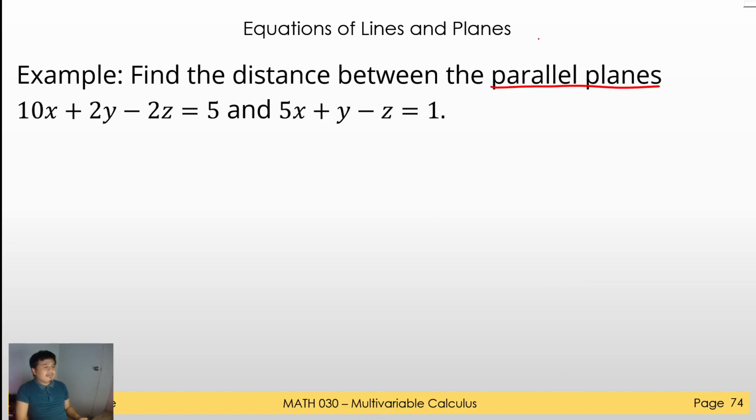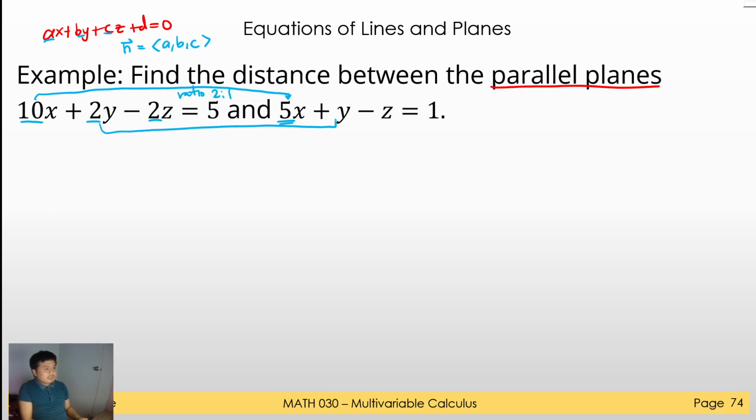If you can remember, we have the formula ax plus by plus cz plus d is equal to 0. We can find a, b, c, which is your orthogonal vector. If you look at this a, b, and c here, they are in ratio. This is a ratio of 2 is to 1, and here also 2 is to 1, and then negative 2 is to negative 1.